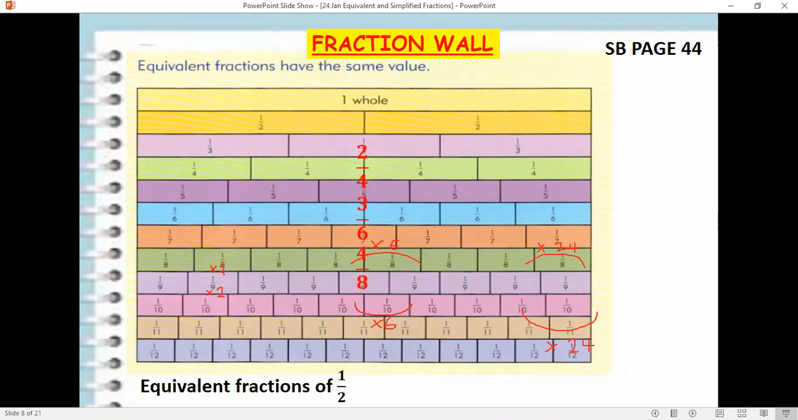This is a fraction wall. So all this one, this is 1/2 until here, and it is equal to 2/4, 3/6, 4/8, 5/10, and 6/12. If you can see the size, they are all equal. Okay, now let's move to another example.